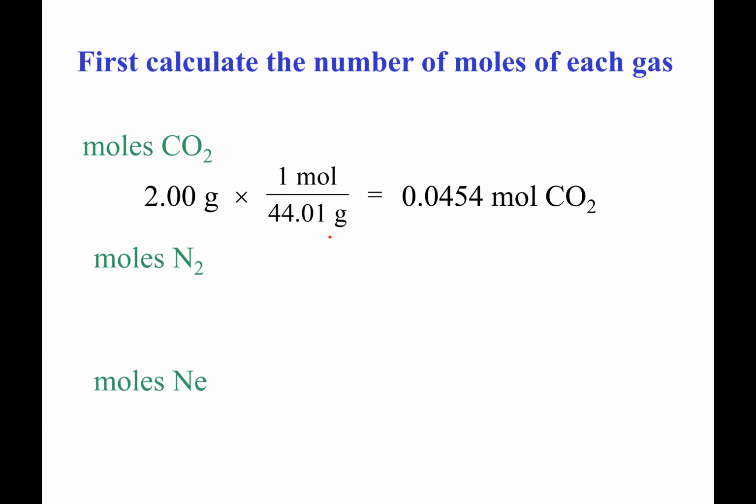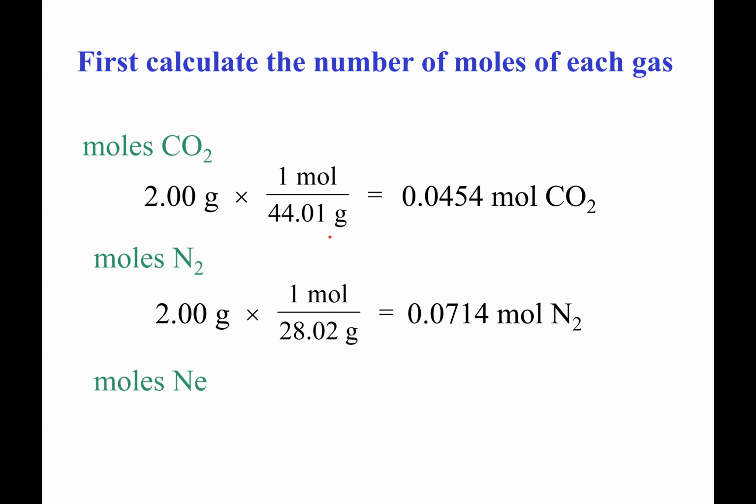We're going to do a similar thing for nitrogen, of course. 1 nitrogen is 14.01, so 2 nitrogen is 28.02. So we're going to take 2 grams of nitrogen times 1 mole of nitrogen over 28.02 grams. 3 sig figs, you're looking at 0.0714 moles of N2.